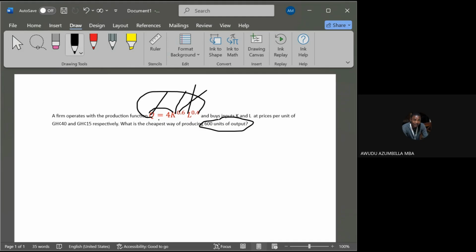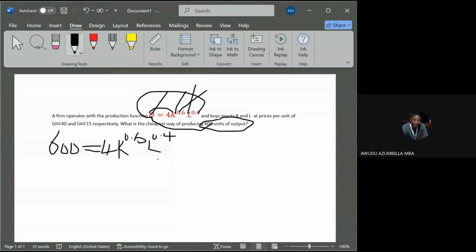Now, once we are given our Q to be equal to 600, I'm going to rewrite this as 600 is equal to 4 K to the power 0.6, and then L to the power 0.4.